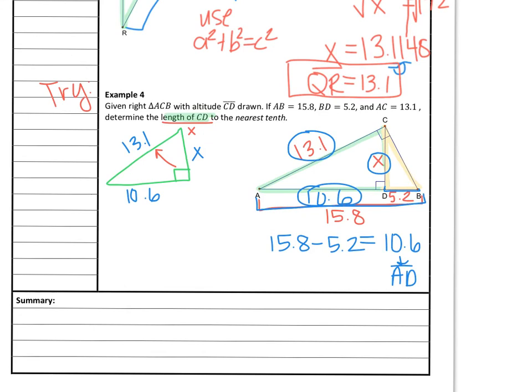Okay, so when I rewrite my Pythagorean theorem, a squared plus b squared equals c squared. Got C here, I've got A there, and I've got B there. So I'm going to go ahead and plug in x. You could have plugged in 10.6 for either A or B. And then 13.1 squared over there.